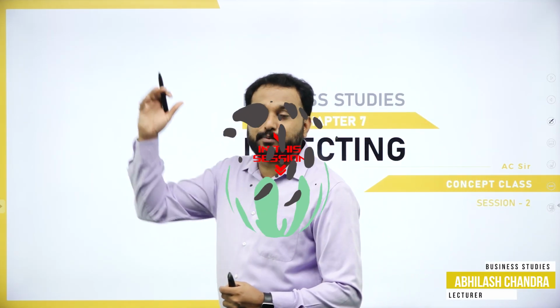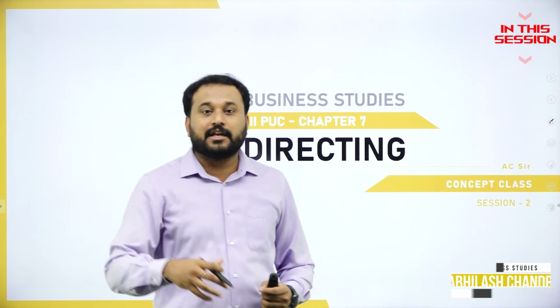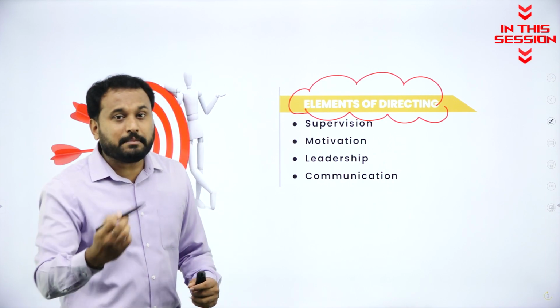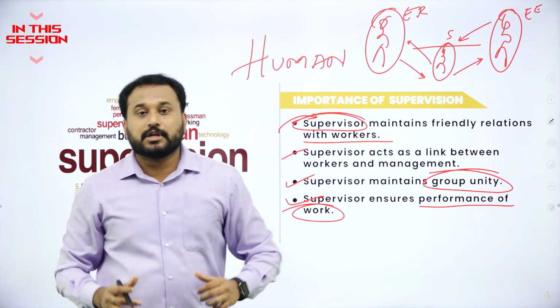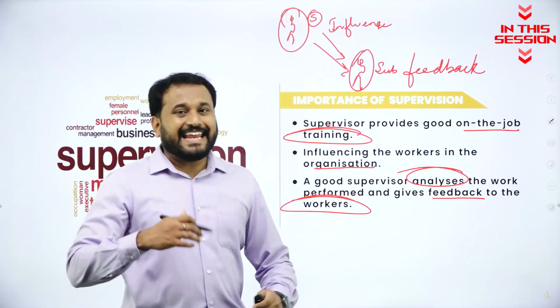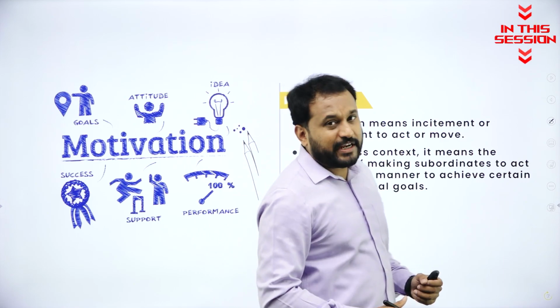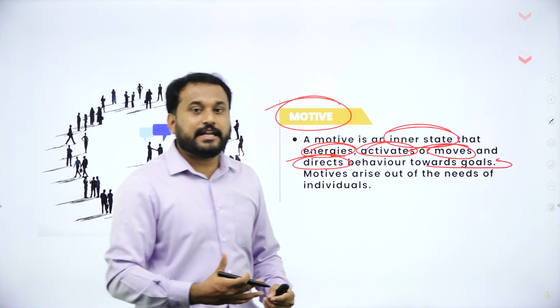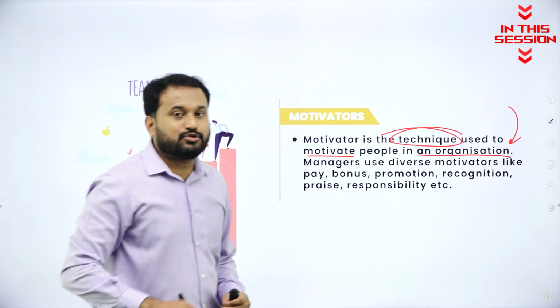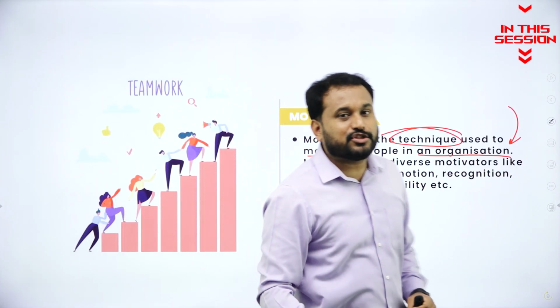Directing is a process of guiding, motivating. Elements of directing is a 4-mark question. The word itself here, supervision. That means who are the people who are performing, who are the people who are not performing. So the next topic is motivation. You should have a motive, that is what you want to be in your life. So in the organization, you will have so many people who will influence you.